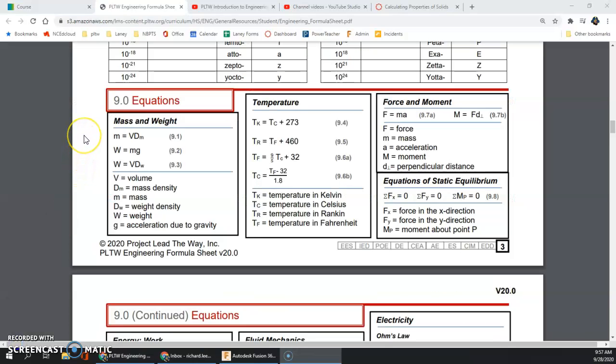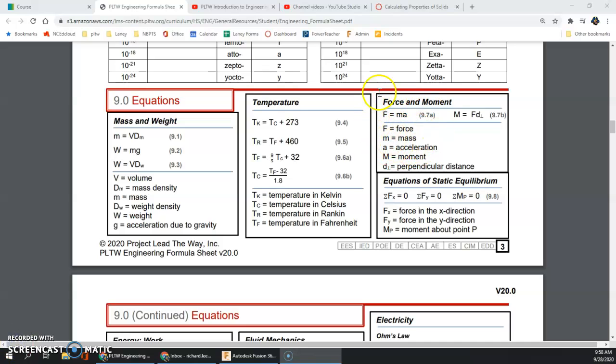We look over here at our formula chart and look at the equation for mass and weight. We can see that mass is volume times density, but in this example, mass is equal to volume times mass density. Weight is equal to volume times weight density. So you can use this formula to solve for either one, but you have to denote which units are being used. You can solve for weight density or mass density.